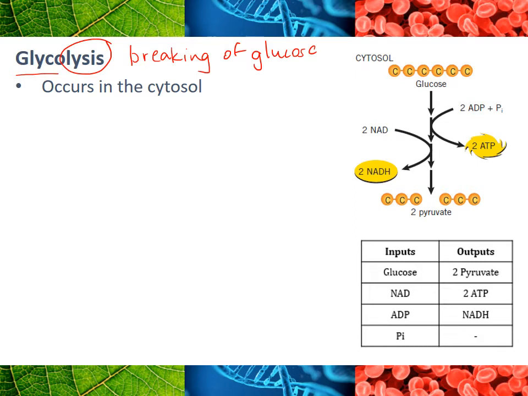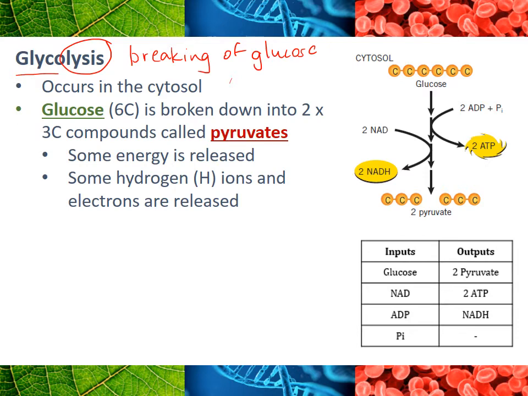That's important because if you think about prokaryotic cells, they don't have organelles, do they? So prokaryotes don't have mitochondria. They still need to be able to produce some energy. So glycolysis, which is the first stage, occurs in the cytosol of a cell. We have our glucose input, and it's broken into two molecules called pyruvates.